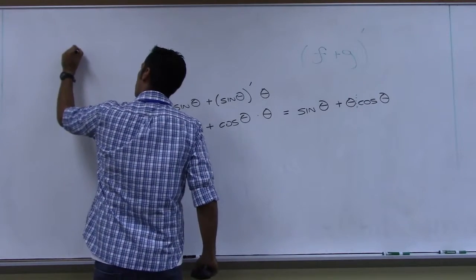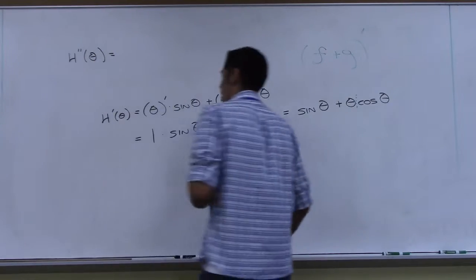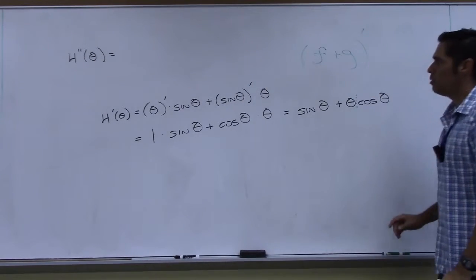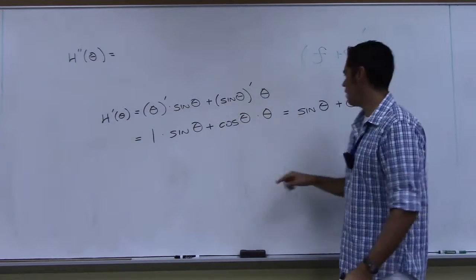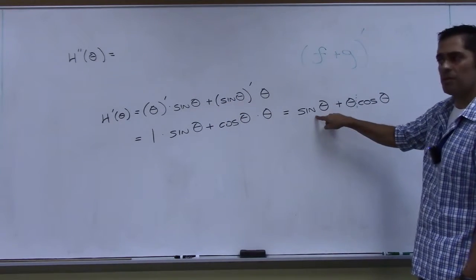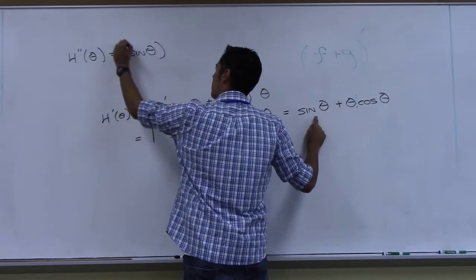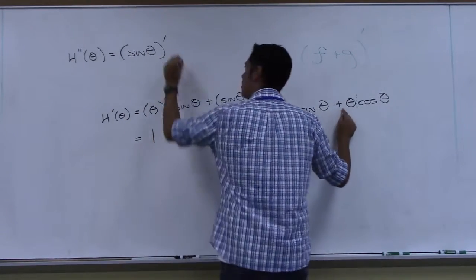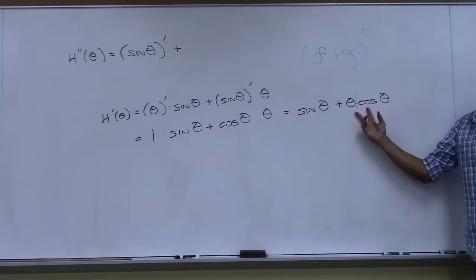H double prime of theta will be, now, do you want me to write it with all the primes still? You want me to do it that way? Okay, so it's going to be what? The derivative of this? It's going to be the derivative of sine theta, whatever that is, plus, okay, now what's the derivative of this product?